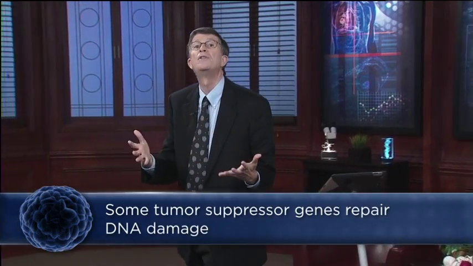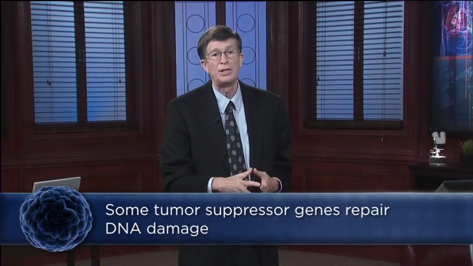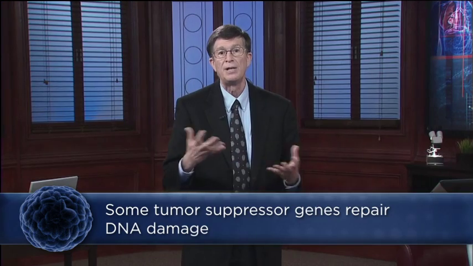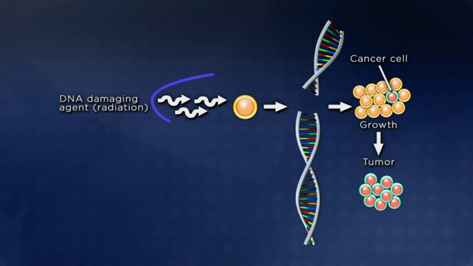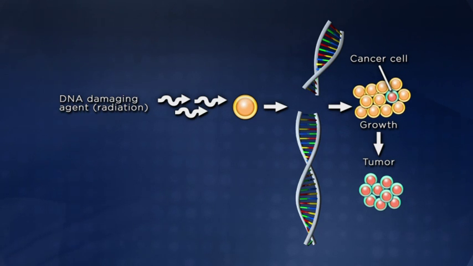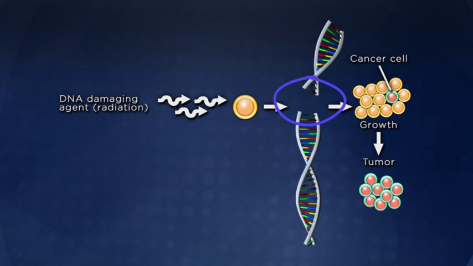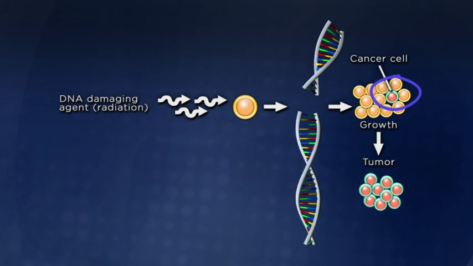So let's look at a couple of these tumor suppressor genes and see what they do. The first one I'm going to describe is a gene that repairs DNA damage. Now I'm talking about the three functions. Here is DNA damage due to radiation. It's severe damage to DNA repair. So if you look at this, there's DNA being damaged. You see the split of DNA. And the damage ultimately leads to cancer. A cancer cell is formed, you get growth, and you get a tumor.